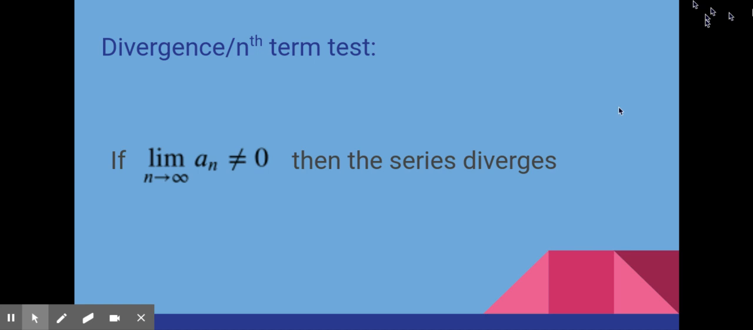And that's the easiest way. This is the easiest way to tell if a series diverges. This test can't tell you if a series converges. It can only say that a series diverges.